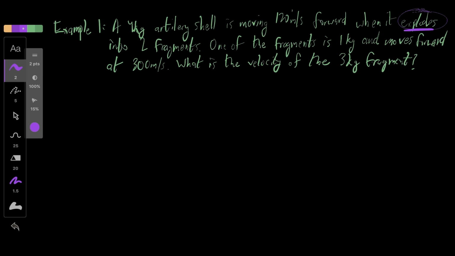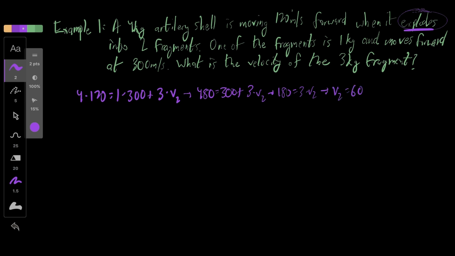Well, what's our initial momentum? 4 kilograms times 120. Now, our final momentum is a 1 kilogram moving at 300 meters per second plus a 3 kilogram moving at some velocity v2. Now, solving, we get 480 is equal to 300 plus 3 times v2. Then we get 180 is equal to 3 times v2, or v2 is equal to 60 meters per second. Now, that is the answer to this problem, and as you can see, it's pretty simple.